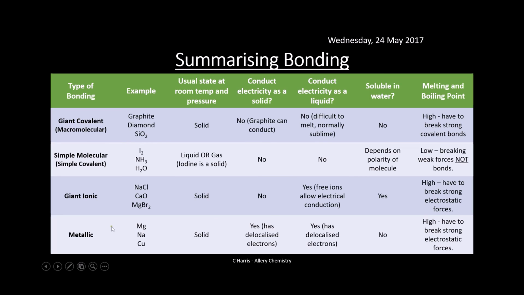And metallic bonding, these are obviously just metals. Usual state is obviously solid. Yes, they do conduct electricity when they're solid because they have these delocalized electrons. They do when they're a liquid because they still have those delocalized electrons. They don't dissolve in water. The bonds are far too strong to break. And their melting points are high because we need loads of energy to break these electrostatic forces between the positive metal ions and the delocalized electrons.